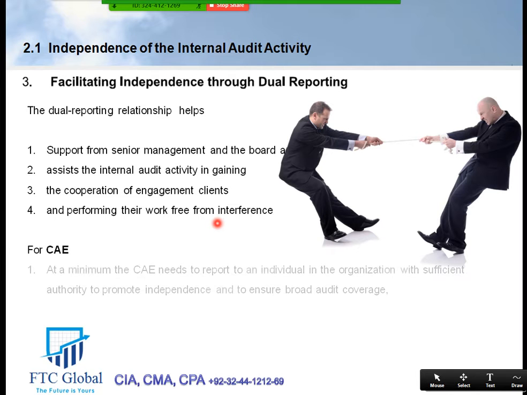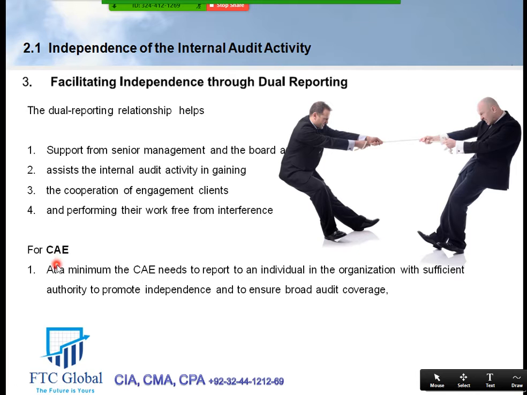So for the chief audit executive, at a minimum, the chief audit executive needs to report to an individual in the, so okay, in most companies, let us take a practical situation where we are working as head of the internal audit department, and there seems to be no audit committee, just a chief executive officer.